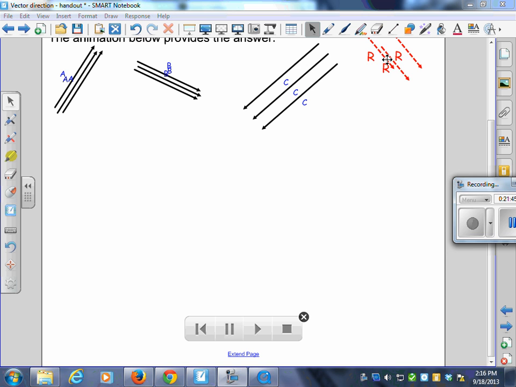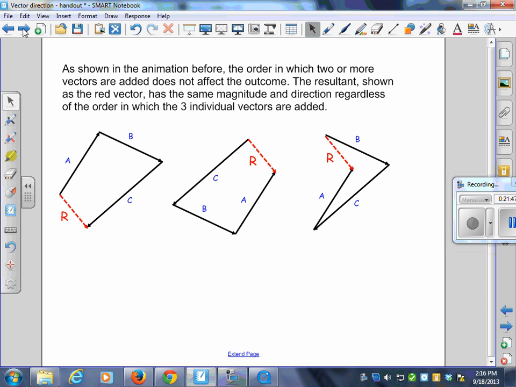The order doesn't matter. As shown in the animation before, the order in which two or more vectors are added does not affect the outcome. Does not. The resultant shown as the red vector has the same magnitude and direction regardless of the order in which the three individual vectors are added. I think you have a space there to draw that picture, don't you? Yeah. You're following along? Draw that picture of the three additions for me.